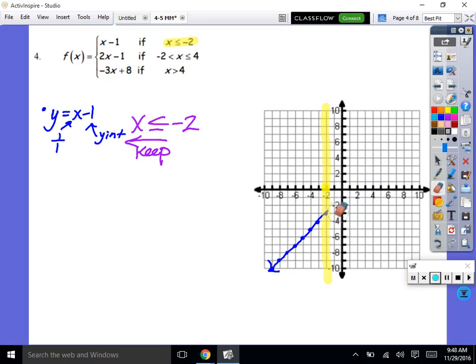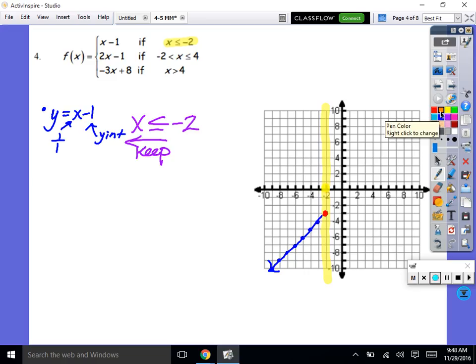So now, should we have a solid dot? Yep, let's draw that in too. I'm just going to do it in red. Right there, at x equals -2, there's a solid dot. Now we just got to ignore that while we graph our next line so that we don't get confused. So let's move on to our next line. I'll do it in orange.